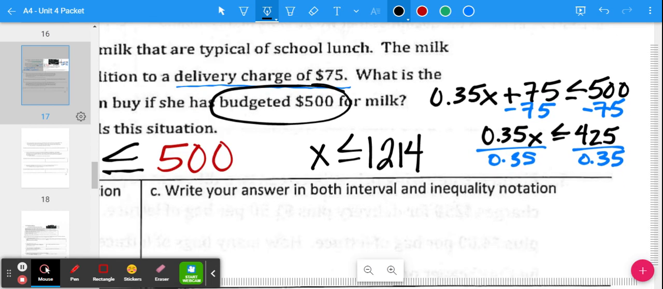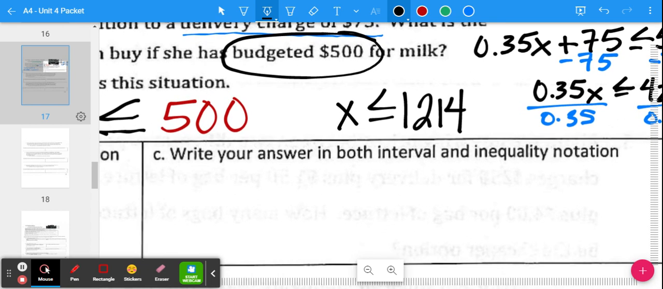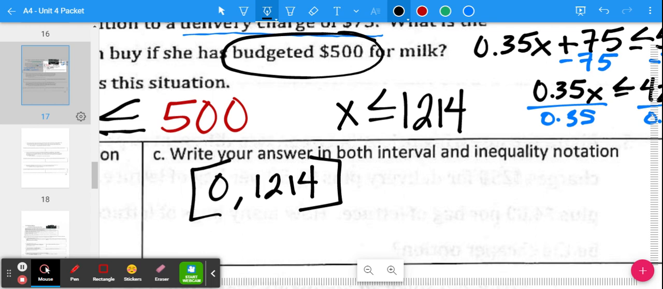So it says write your answer in both interval and inequality notation. So remember, this is talking about those cartons of milk. So the smallest number of cartons of milk you can get is 0. And the maximum number of cartons of milk you can get is 1,214. So as an interval, it's those hard brackets because 0 is a solution to this. You can just pay for delivery, which doesn't really make sense, but you can get 0 cartons of milk and you can get 1,214 cartons of milk and spend a maximum of $500.